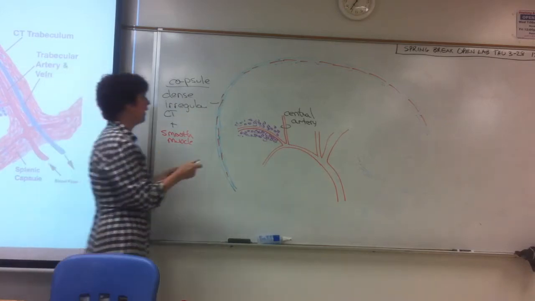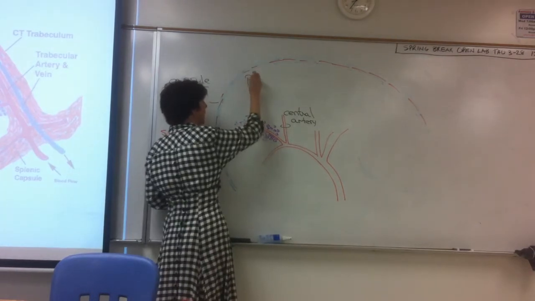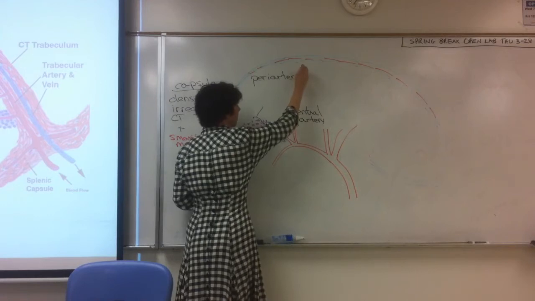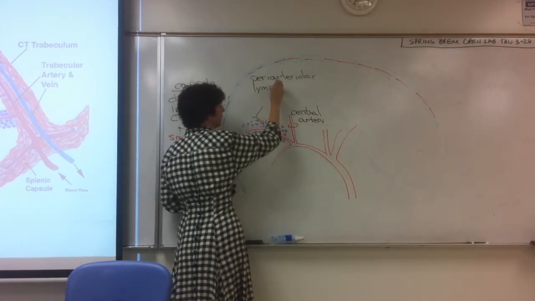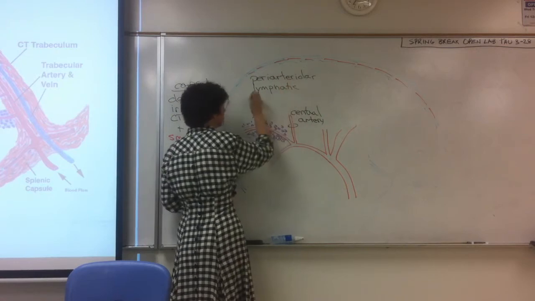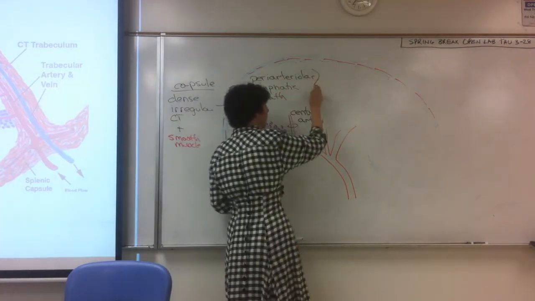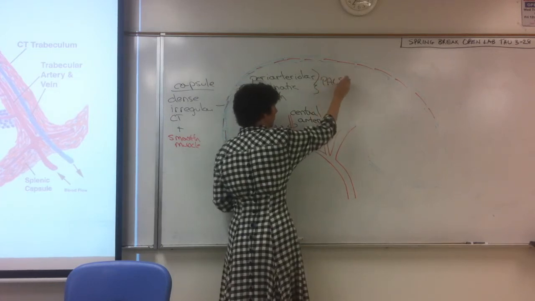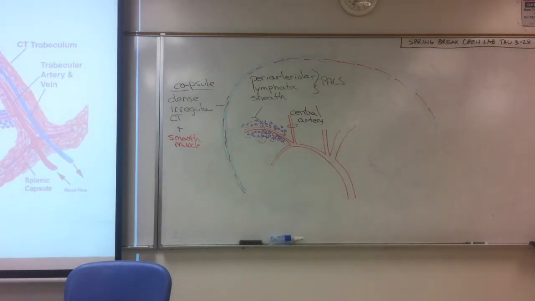So this is identified as a periarteriolar, here they use the word arteriole, lymphatic sheath, and here's another abbreviation, PALS. So periarteriolar lymphatic sheath.